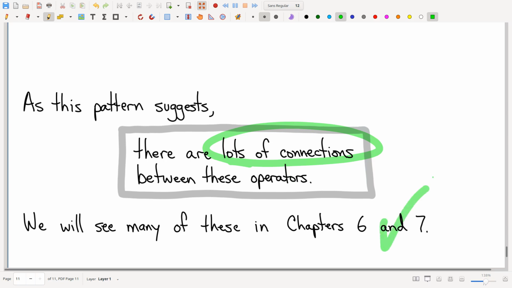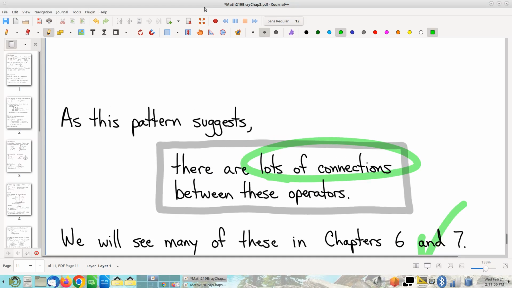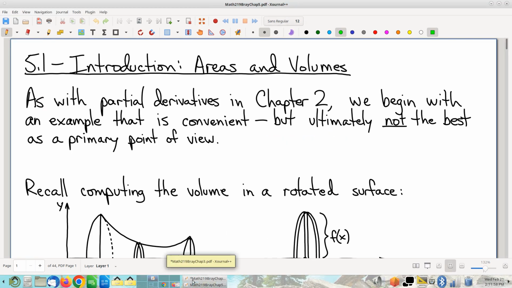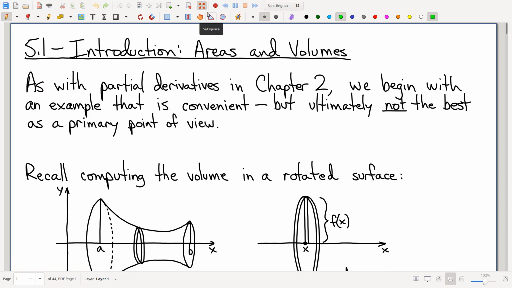Okay. All right. So that does it for chapter 3. We move on now to chapter 5, not 4. Real quick, let me talk about that. So here's one of the hard things about teaching a multivariable calculus course.